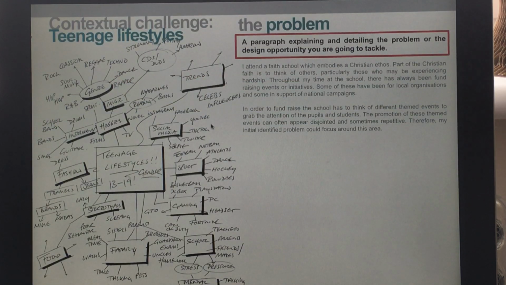So here you can see it might start to look a little bit like this, where you've got your spider diagram on the left hand side, and then up here we've got the title, the problem. It says here we want a paragraph explaining and detailing the problem or the design opportunity that you're going to tackle. I can't really give you too much help with this because I don't want everybody's to look the same on here. But I'm going to steer you all down a similar path because of the situation we're in.